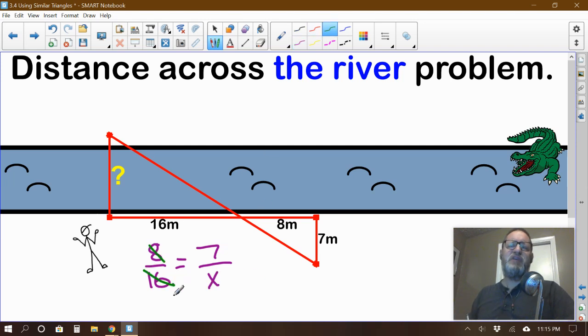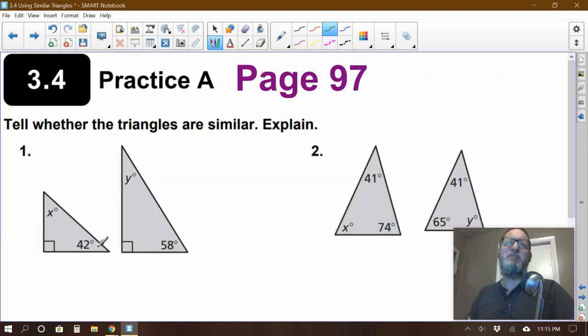Now, what can we do to solve this? Once again, 8 over 16 is 1/2, because 8 is half of 16. So what is 7 half of? Well, that would be 14. So it looks like it's 14 meters to get across the river, but you better swim fast or you might run into trouble. Okay, moving on.